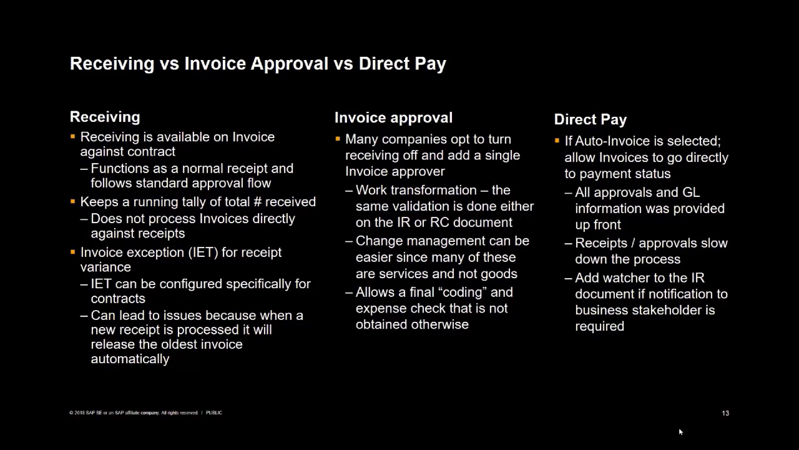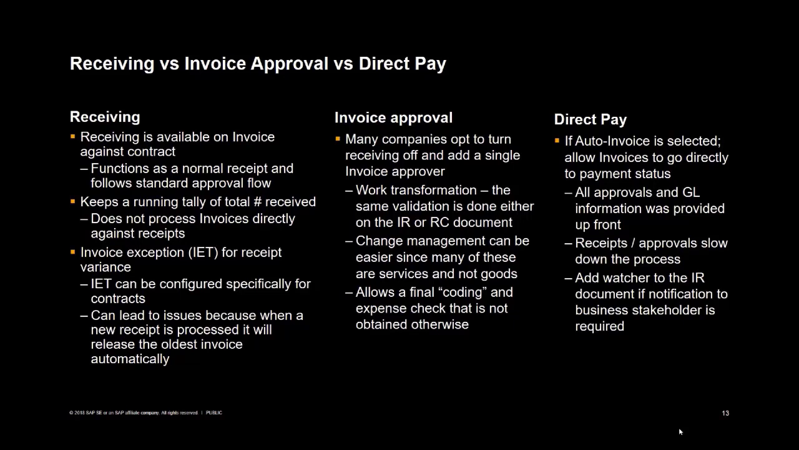You obtain all of that financial approval on the contract before signature. At that point, you make sure the GL information is provided up front. You enter it into the line items. And this is really used when receipts and approvals just slow down the process. It adds more labor, which makes the process less efficient. And you can always add a watcher to the IR document if you want to notify people when this is occurring.